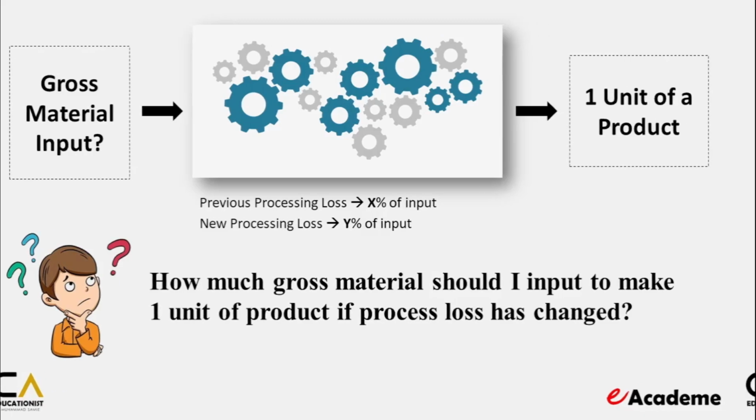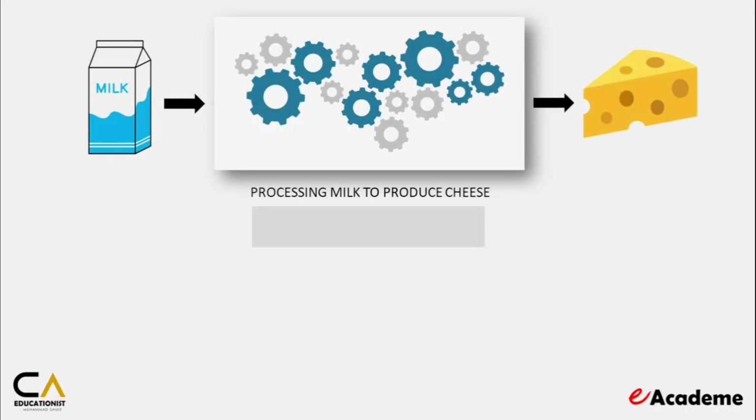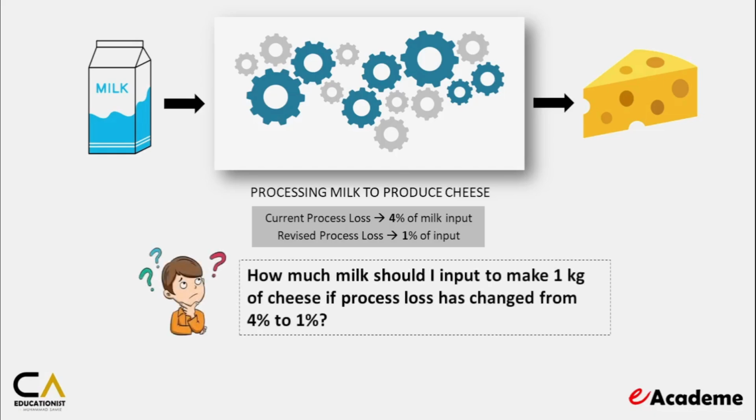For example, in addition to other materials, we input and process milk to produce cheese. Assume that currently 4% of the milk input is lost during production of 1 kilogram of cheese. As a result of some improvements, now only 1% of the milk is expected to be lost during production. The question arises, how much gross quantity of milk should now be introduced for production of required cheese?